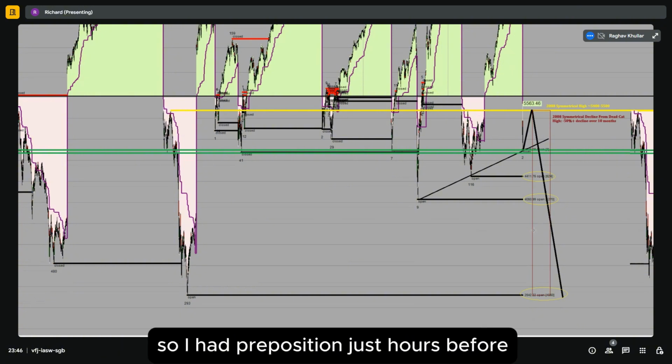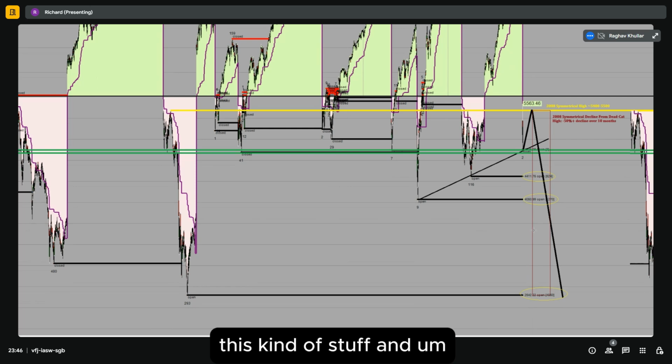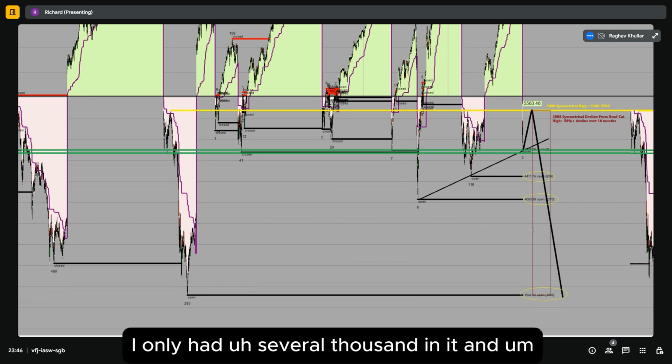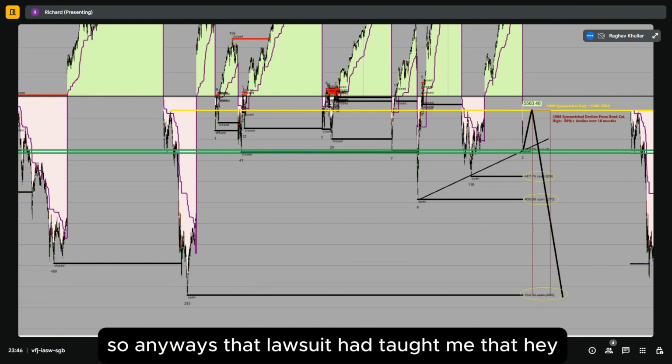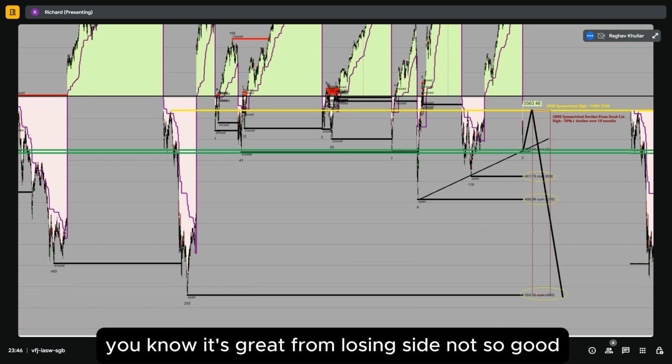They ended up winning the lawsuit. So I had pre-positioned just hours before, using technical analysis, this kind of stuff. And the trade hit pretty big. I only had several thousand in it. So that was one of the big ones. That lawsuit taught me that it's a really market moving event. There's winning and losing sides. If you're on the winning side, it's great. From the losing side, not so good.